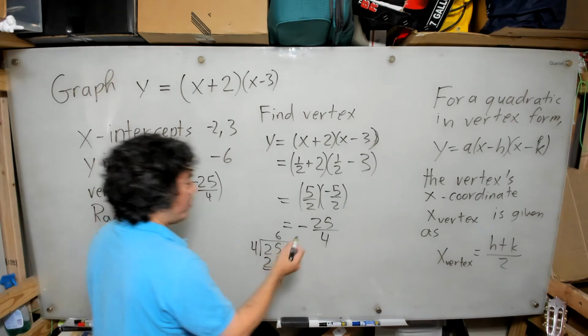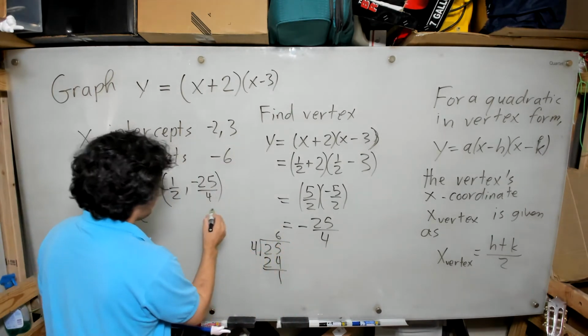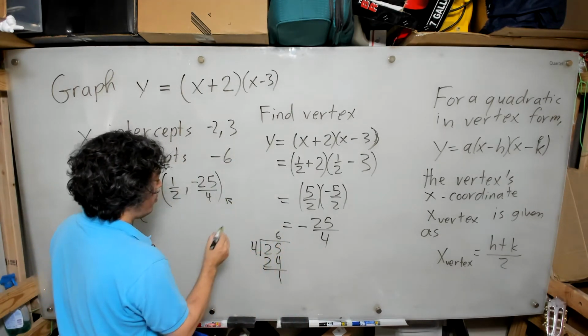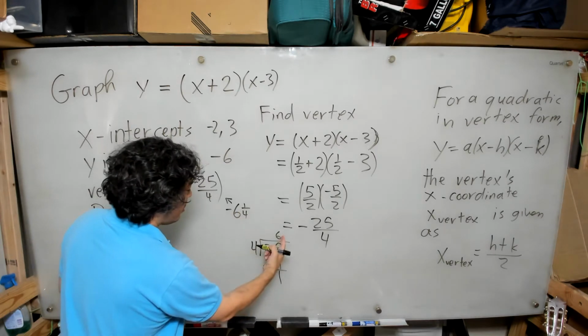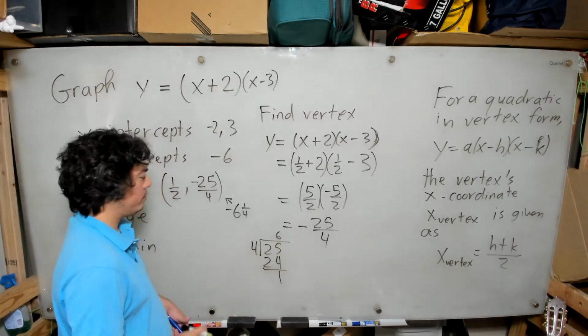So I can rewrite this. If I wanted to, I could also have written this, and I'm going to put a little arrow here so you can know that it'll be -6 and 1/4. Right? The 6 from here and the 1 over 4. Okay?